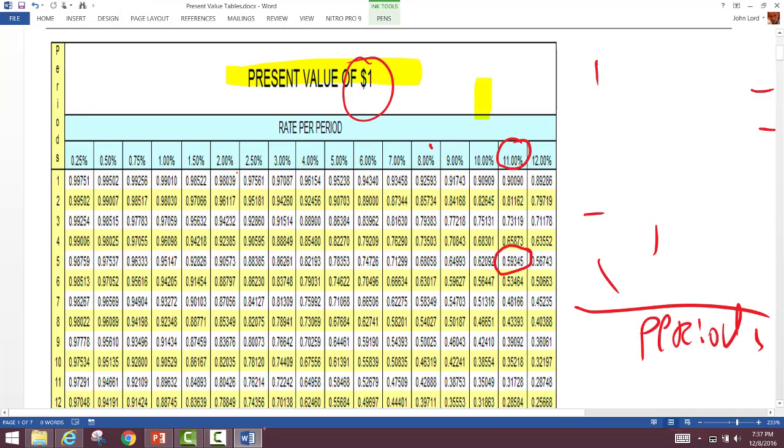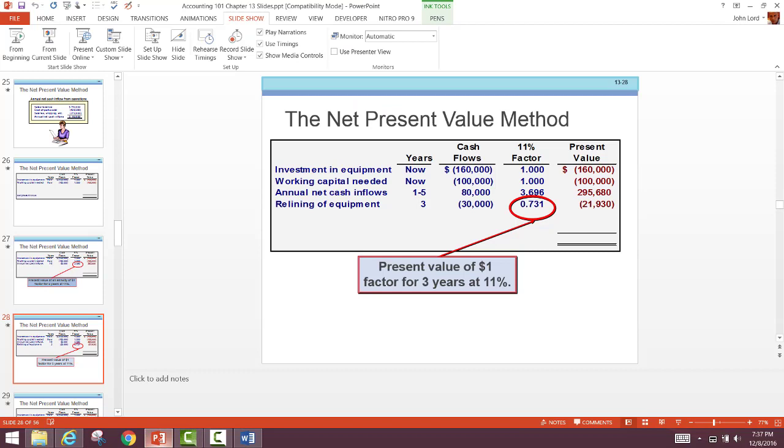So I come over and it's what? 3 years. So I have to come up here. Not that one, but this one. 0.73119. Okay. And so I look back, and that's pretty much the number they use, except they round it, right? So now I got the present value of that one-time payment for the realignment of the equipment, right? Okay, good.